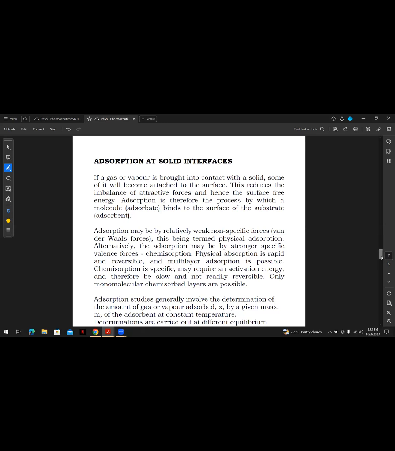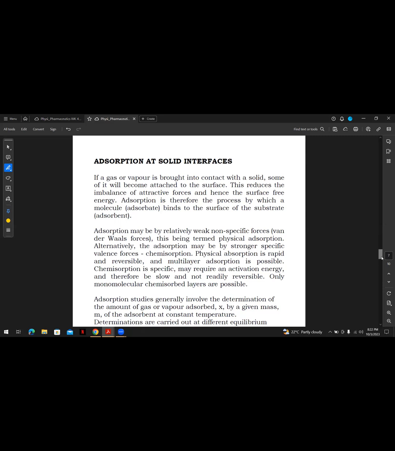So, adsorption at solid interfaces. This whole time I've been explaining from the perspective where you put a solid on top of a liquid, because I was explaining the wetting phenomena and the process of adsorption. Adsorption can also occur at solid surfaces, so that's what we're going to do right now.